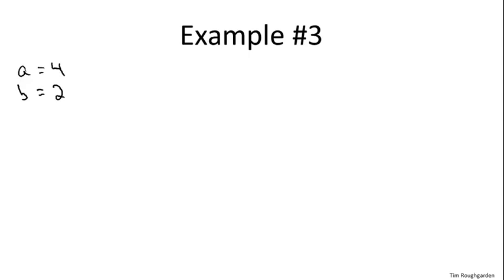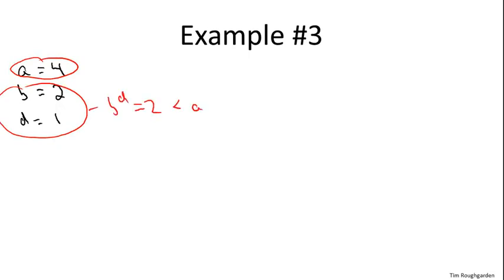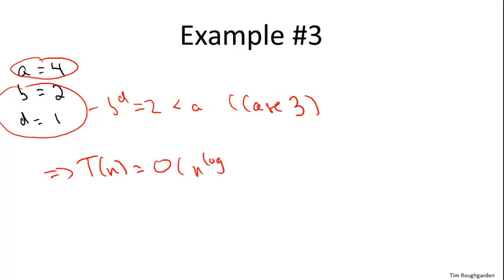So next, we determine which case of the master method we're in. A equals 4, b to the d equals 2, which in this case is less than a. So this corresponds to case 3 of the master method. And this is where we get the somewhat strange formula for the running time of the recurrence. T of n is big O of n to the log base b of a, which with our parameter values is n to the log base 2 of 4, also known as O of n squared.